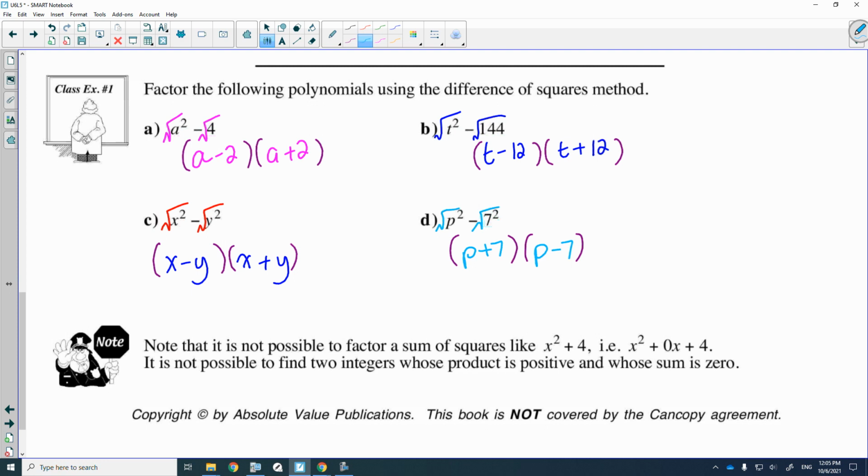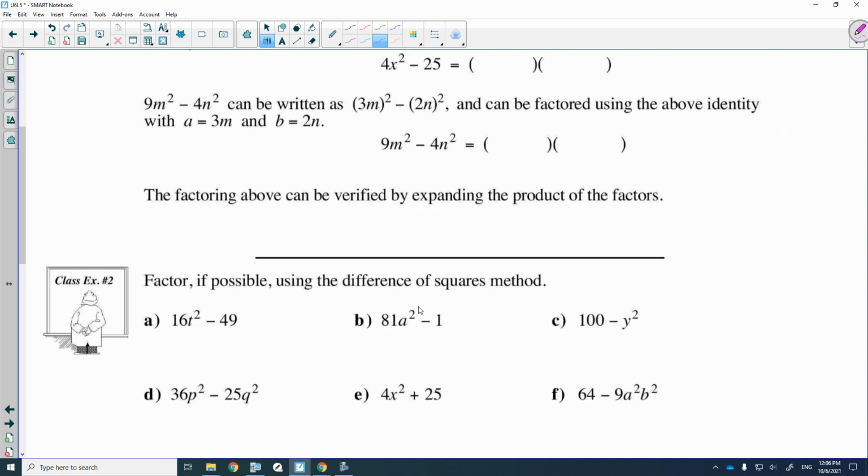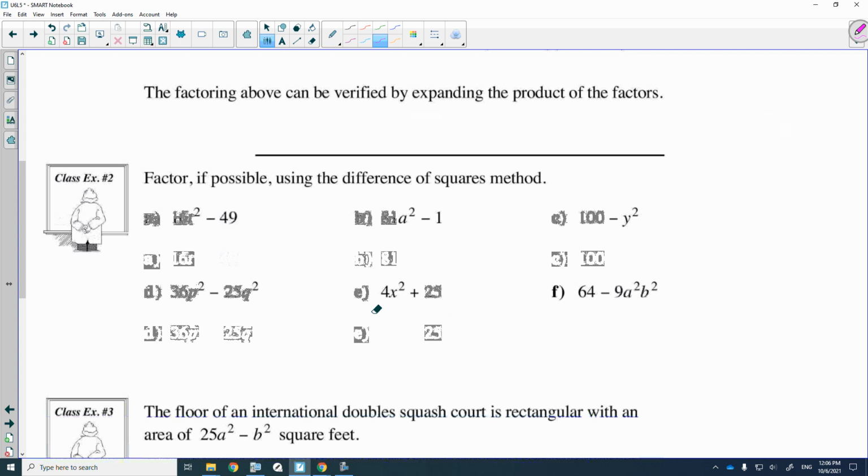I want to show you another way you could have done this, just in case you don't see this. Right off to the side, this is the same thing as P squared minus, what is 7 squared? 49, right? And if I said, well, factor that, you would say, okay, square root of P squared is P, square root of 49 is 7, 1 gets a plus, 1 gets a minus. And that's how you would do that.